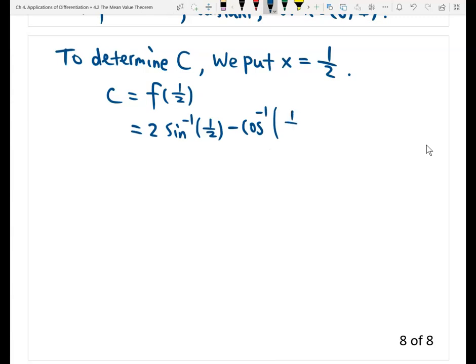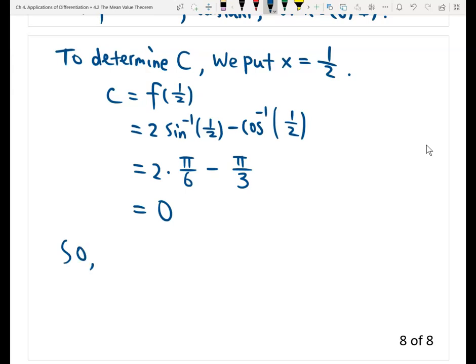So this is still 1/2. If you go back to the inverse function, this means angle. The angle is what? It is 30 degrees, because sine 30 degrees equals 1/2, right? So we get 2 times 30 degrees, which is pi over 6. What is inverse cosine at 1/2? This time it is 60 degrees. That's pi over 3. Okay, and do the calculation. What do we get? We get 0. So that's what we need.